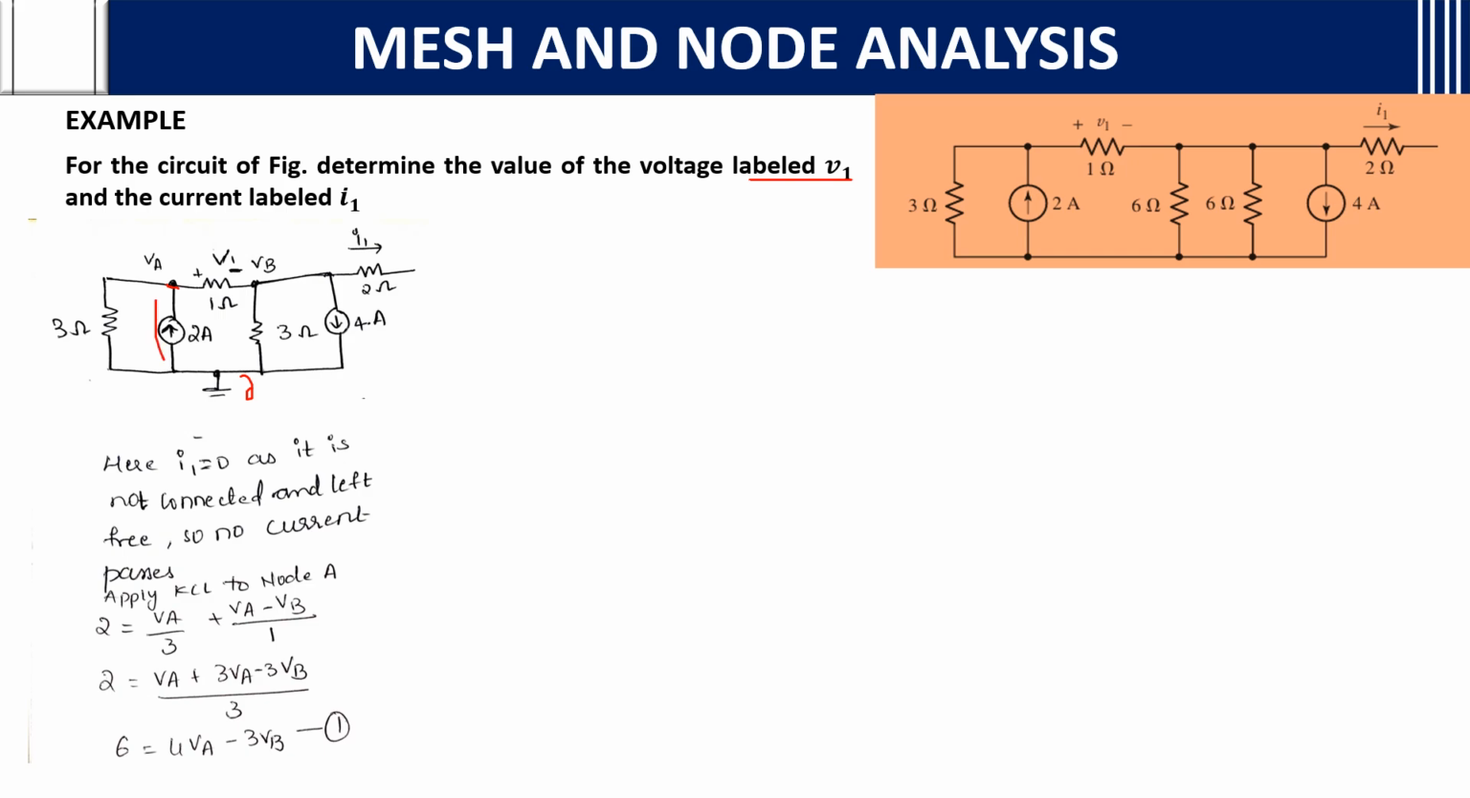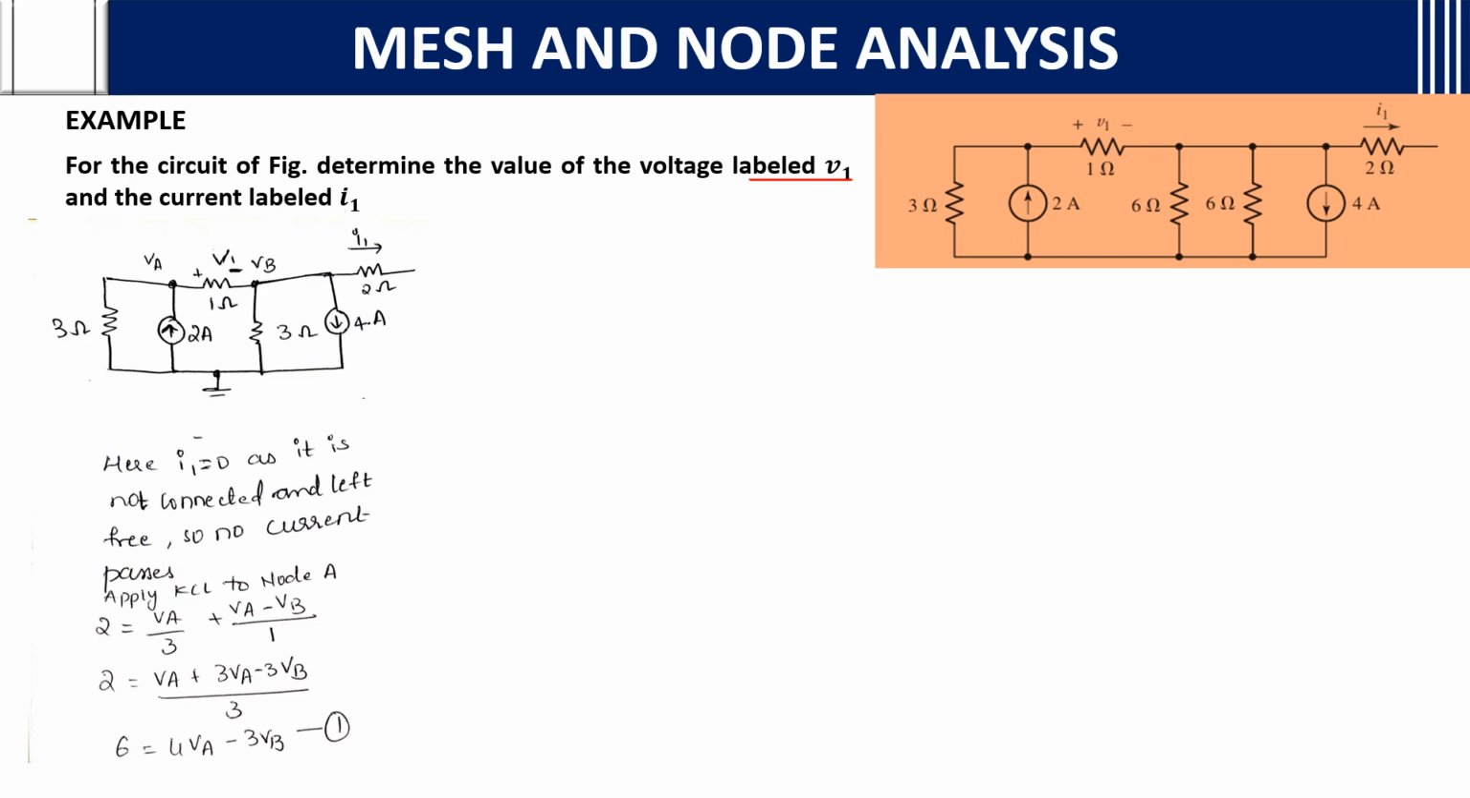If you see 2 amps current is going towards the node, and you think this is going outside the node, this is going outside the node. Towards the node is 2 amps, it equals outside the node, which is VA minus 3 ohms plus VA minus VB by 1 ohm. After calculating this, you will get in terms of VA and VB, that is 6 equals 4 VA minus 3 VB.